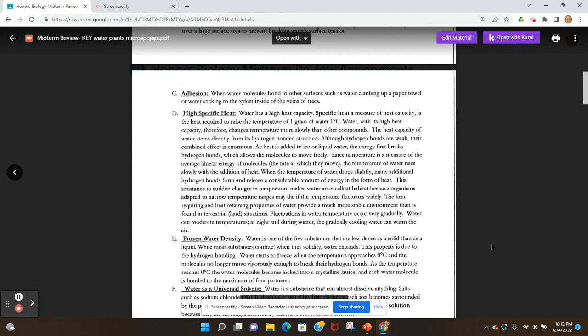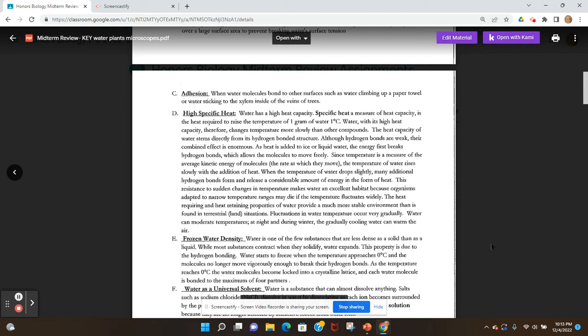High specific heat. Water has a high heat capacity. Specific heat is a measure of heat capacity. It is the heat required to raise the temperature of 1 gram of water 1 degree Celsius. Water, with its high heat capacity, therefore changes temperature more slowly than other compounds. The heat capacity of water stems directly from its hydrogen bonded structure. Although hydrogen bonds are weak, their combined effect is enormous.